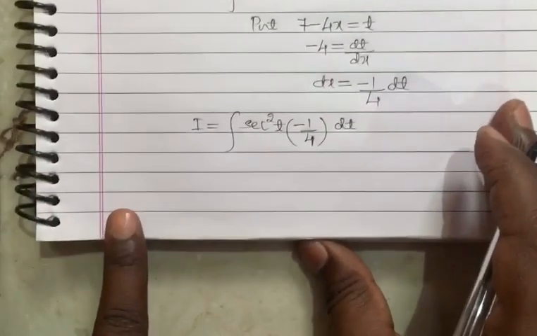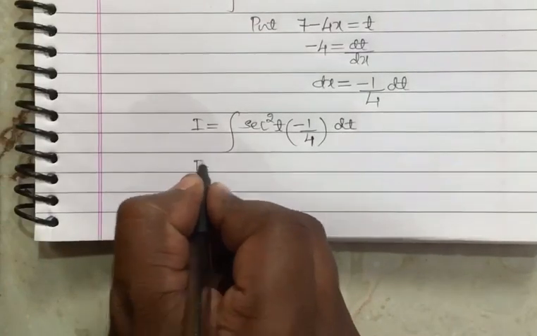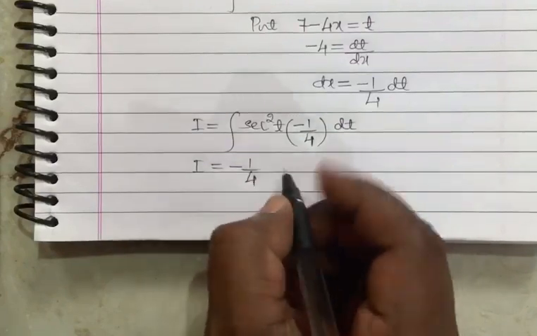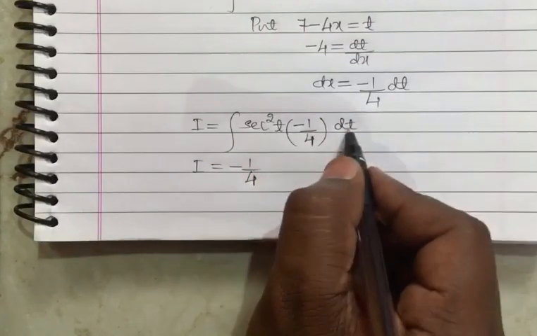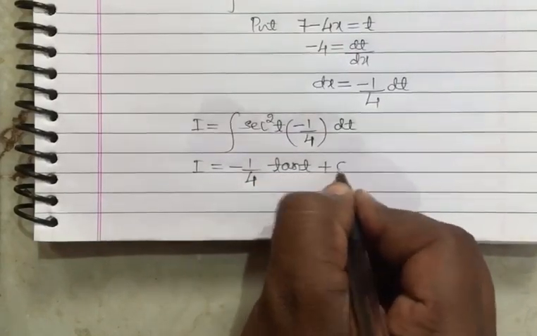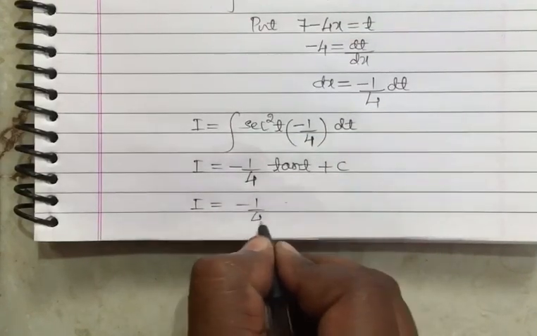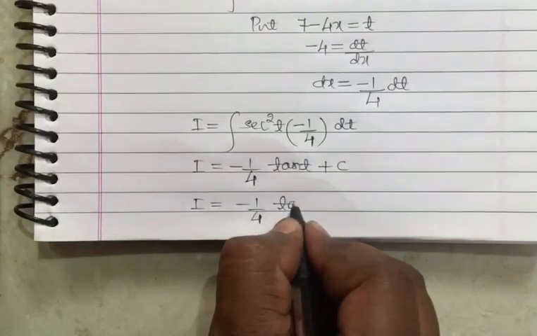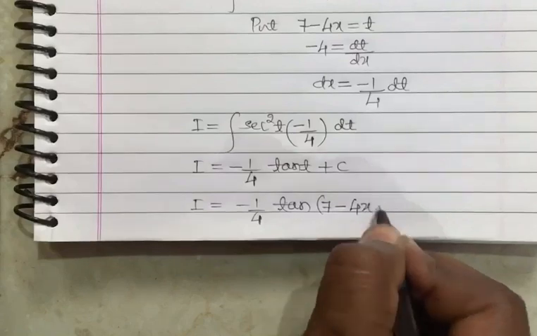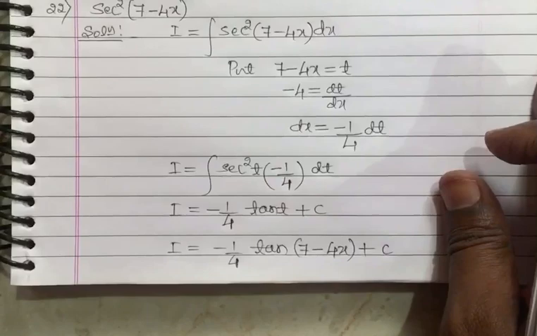Here minus 1 by 4 is a constant, I write it outside the integral. So I is equal to minus 1 by 4. We are left with secant square t dt, which is nothing but tan t plus c. So we have to replace t here. Minus 1 by 4 tan, what is t here? It is 7 minus 4x, plus c. So this is all about the 22nd problem.